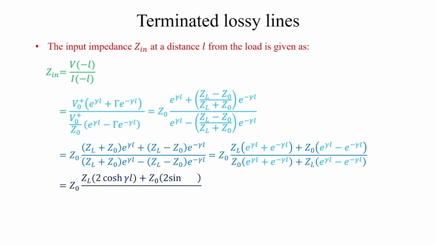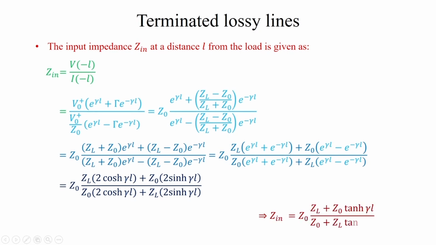And finally, we find that the input impedance expression comes in terms of hyperbolic functions, and from this stage, if we divide by 2 cos hyperbolic gamma L, we get a more compact form of the input impedance of a lossy transmission line, which is given by Z in is equal to Z naught times ZL plus jZ naught tanh gamma L divided by Z naught plus jZL tanh gamma L.